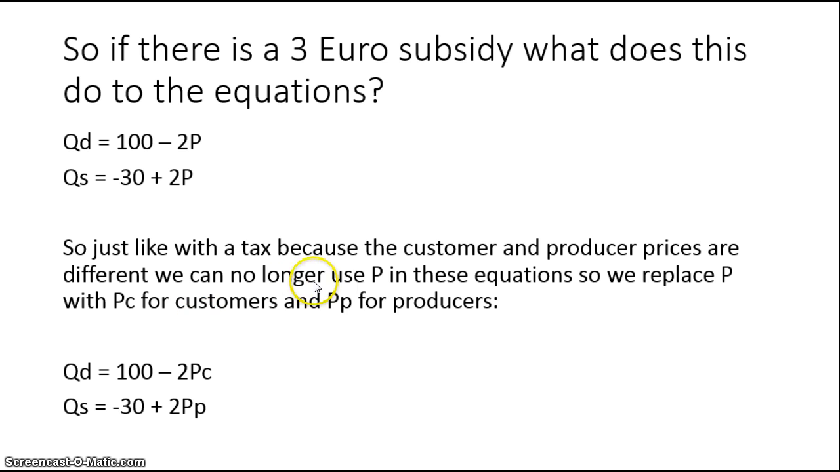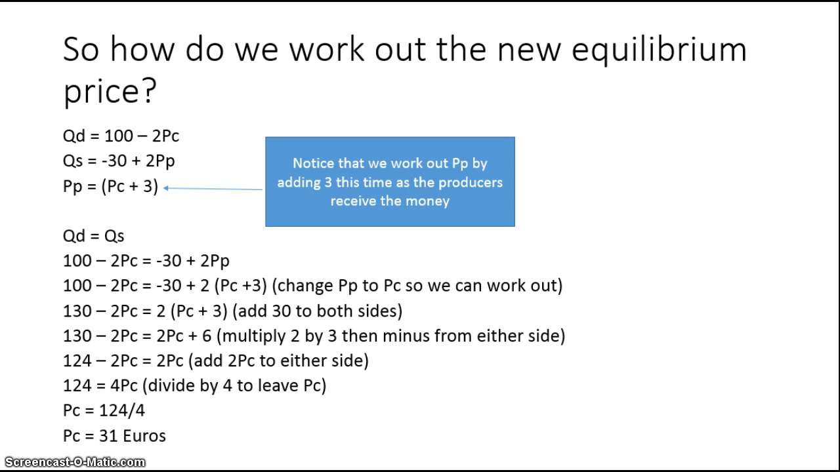Okay, so if you notice here, it's exactly the same as last time. There's going to be a different customer price and a different producer price, so we can't have P and P. We need to change the equations to have producer price and price for the customer: PC, price for customer, and PP, price for producer. So if we flick on, as we can see here, it's pretty much the same as we just did for the taxes in part 4.